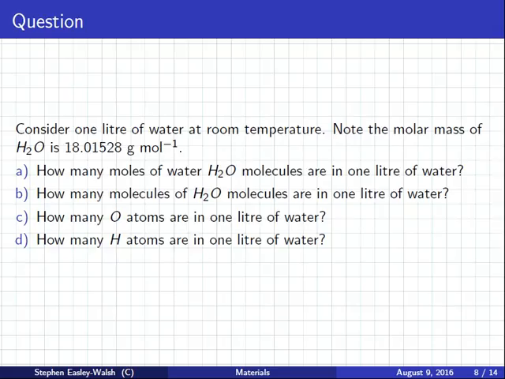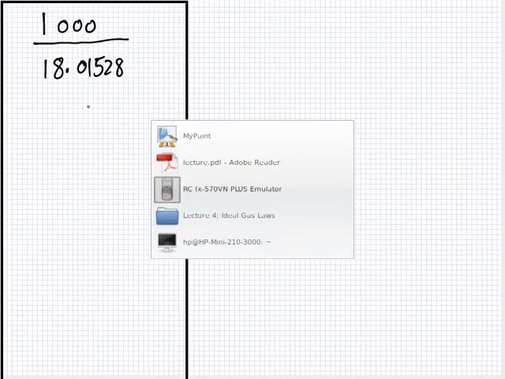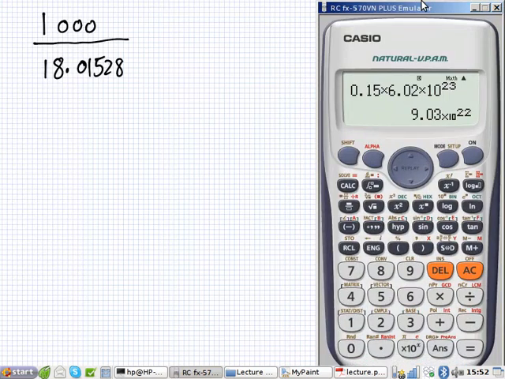So, we have 1 kilogram of water. That means we have 1,000 grams of water. How many grams in a mole? 18.01528. So just get out the old calculator and hit in 1,000 divided by 18.01528, and we have 55.5 moles.